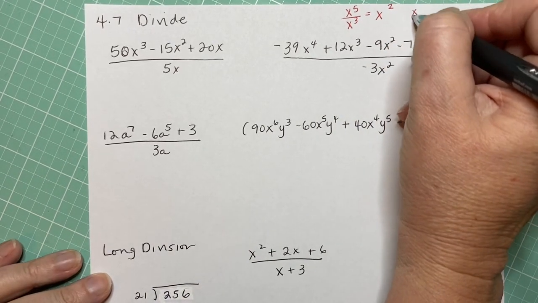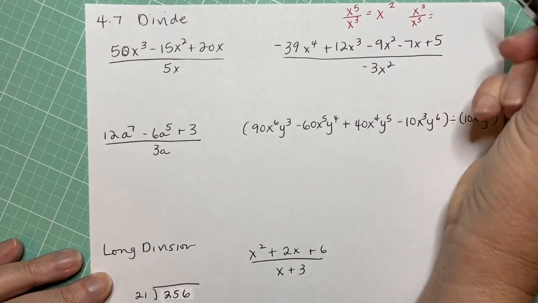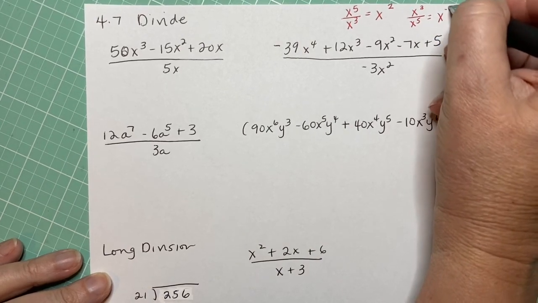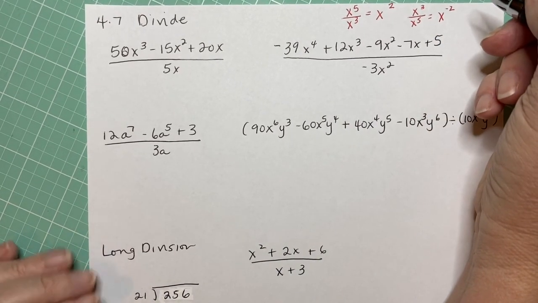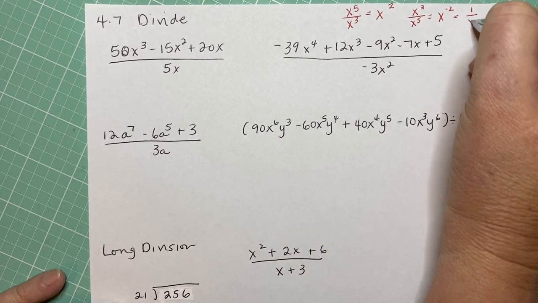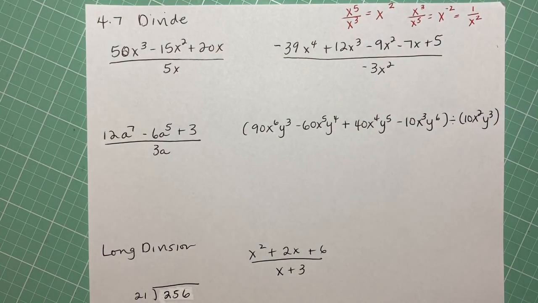But say you had x to the third over x to the fifth on the bottom, we're still going to subtract and say 3 minus 5 is x to the negative 2. But remember, we can't leave a negative exponent. So anytime you have a negative exponent, it needs to move to the bottom and become positive. So we're going to think about both of those rules as we're working through these.